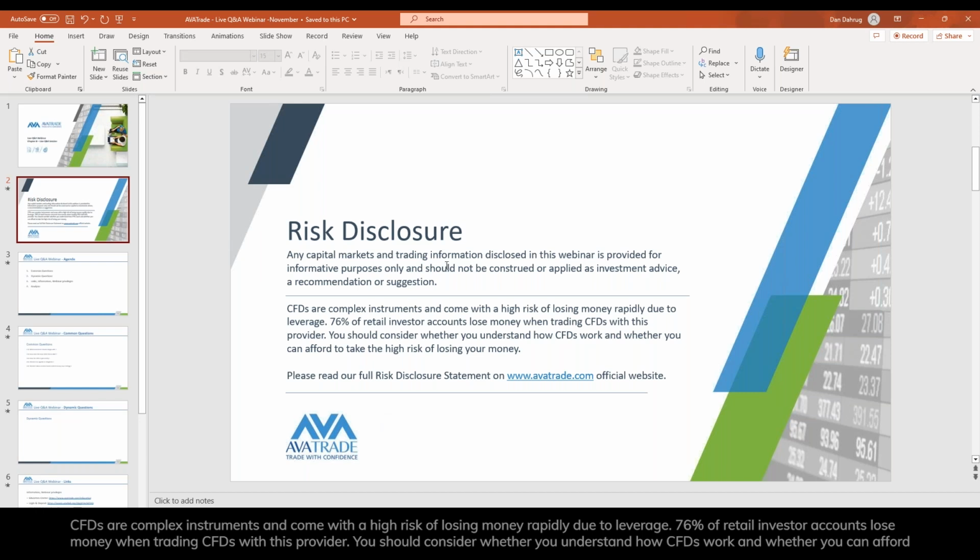First, it's better that we cover this part as well. Any capital markets and trading information disclosed in this webinar is provided for informative purposes only, and should not be construed or applied as investment advice, recommendation, or a suggestion.